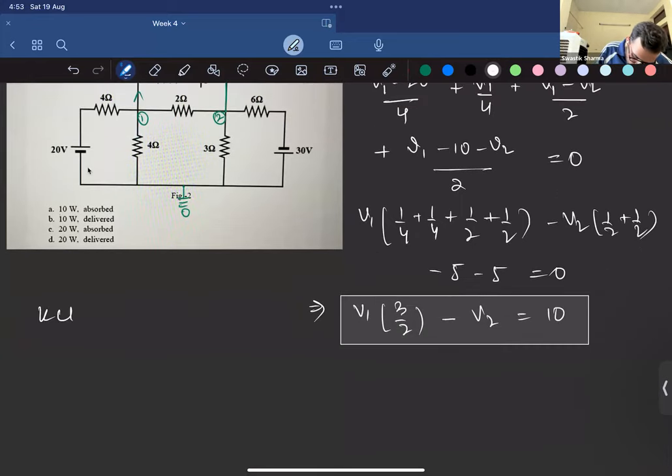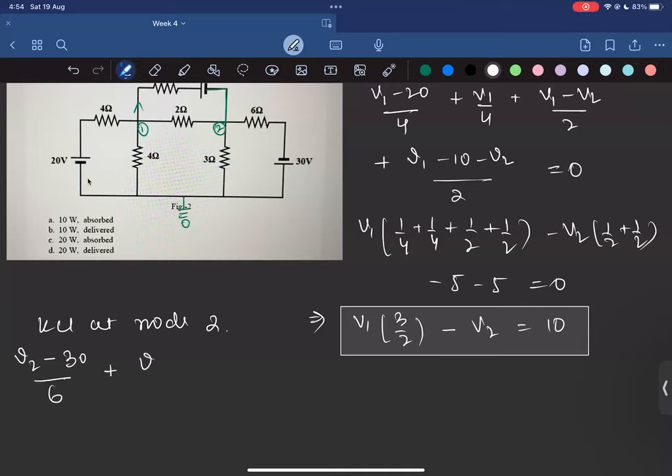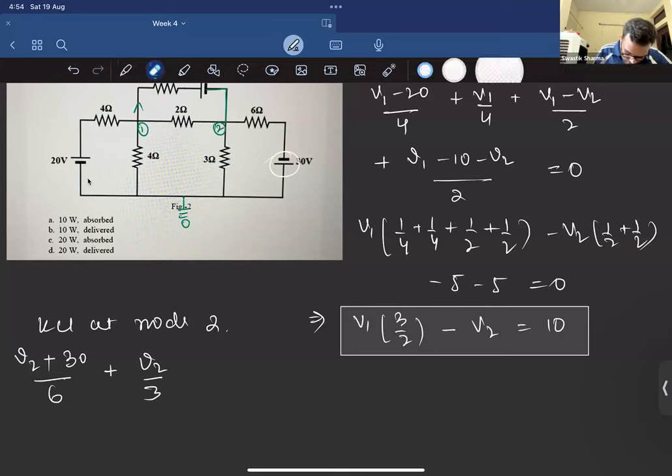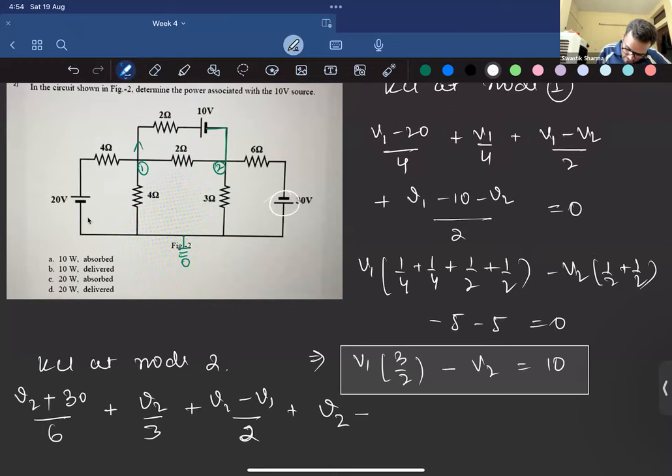Let's do it across node 2. Now, what would it be? It would be V2 minus 30? Yeah, it would be V2 plus 30 because it's in opposite polarity. So V2 plus 30 plus V2 by 3 plus V2 minus V1 by 2, and plus V2 minus V1. Would it be plus 10 or minus 10? Plus 10, right? Equal to 0.